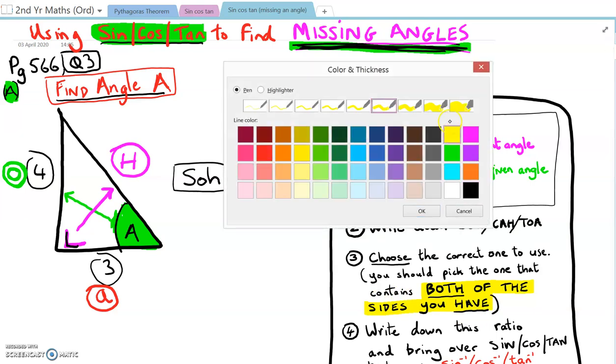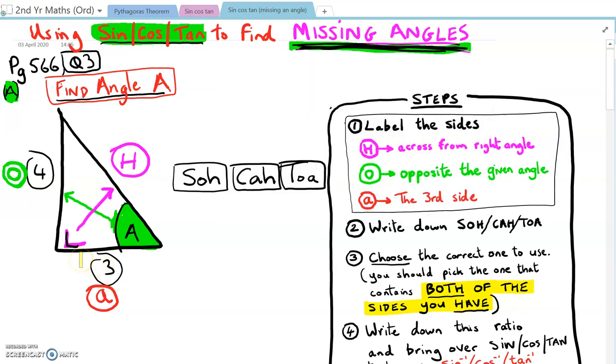Let's find which sides we actually have in this triangle. We have A, it's 3, and we have O, it's 4. Which of these contains A and O? It's definitely not that one because that has O and H. It's got to contain both of them. It's not that one because that has A and H. Here it is, O and A. This is the one we're going to use. We're going to use tan.